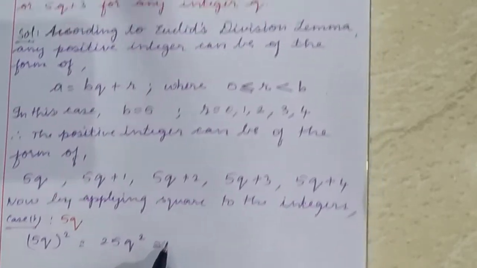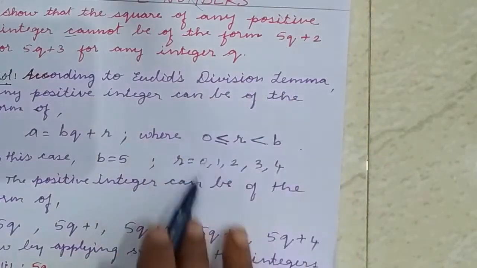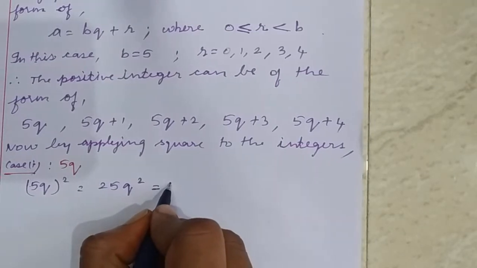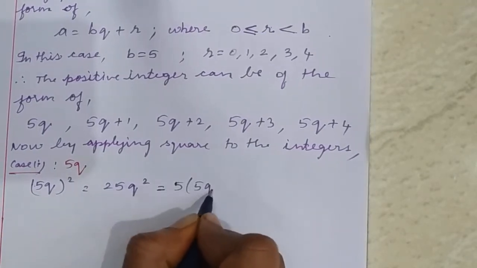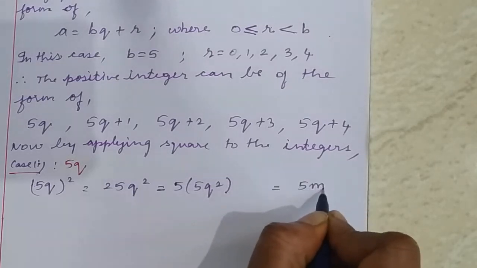We should write it in the form of multiples of 5. Therefore, we are just taking 5 as common. We get 5 times 5q square. So it is of the form 5m.